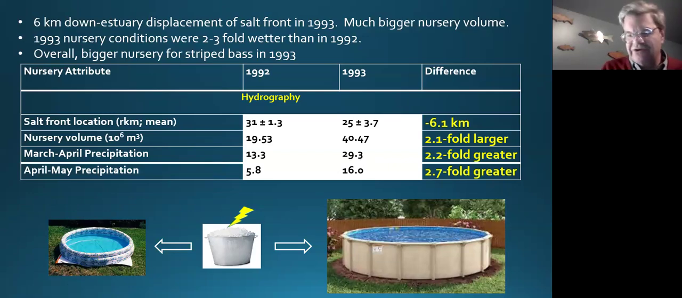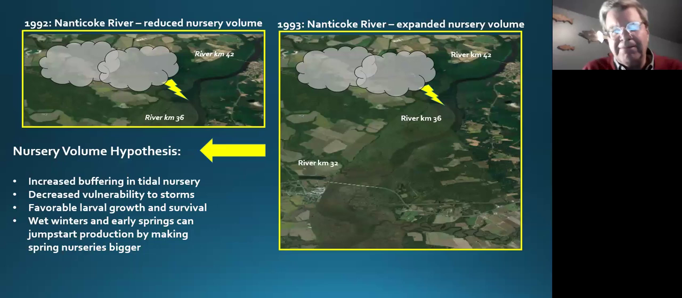So we call this the nursery volume hypothesis, and this shows kind of the relative dimensions of the Nanticoke River nursery. You can see it. This was the salt front region here in 1992 at river kilometer 36.